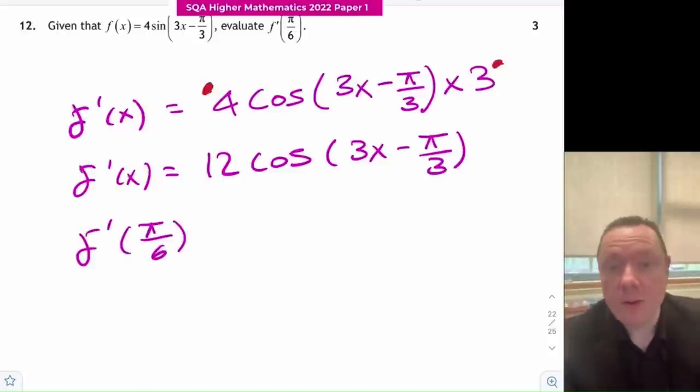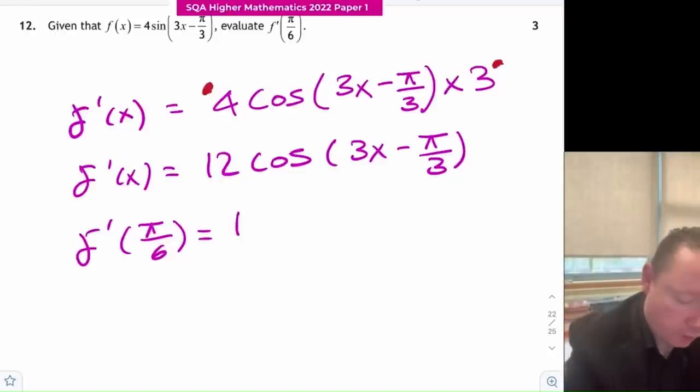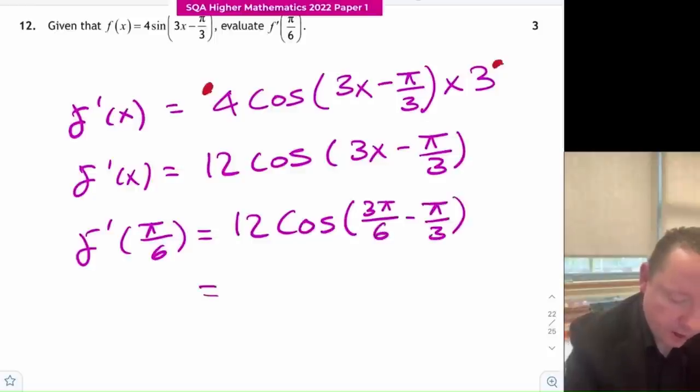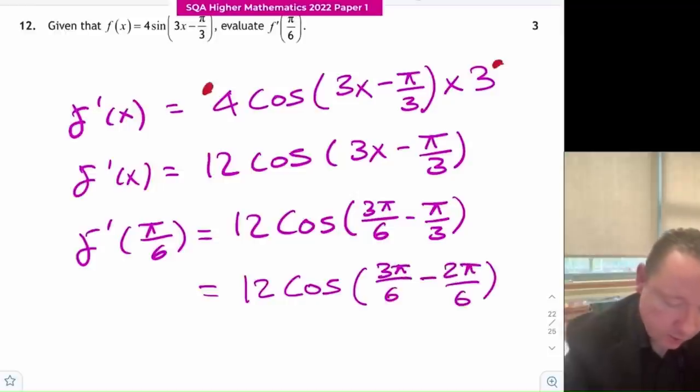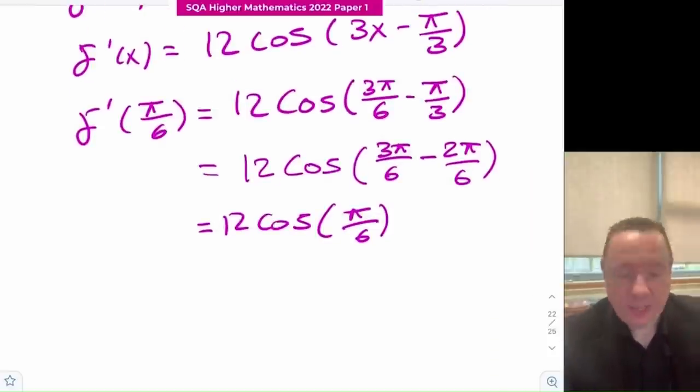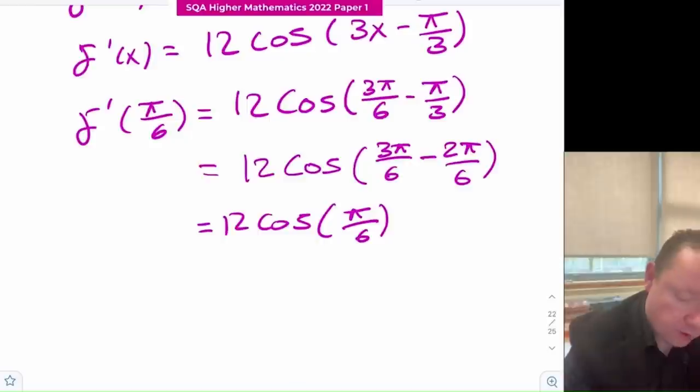And this is an exact value, remember, because we are non-calculator. But I'll substitute it in first. 12 cos 3 pi over 6 minus pi over 3. We need to tidy that up. So that's 12 cos 3 pi over 6 minus 2 pi over 6, which is 12 cos 3 minus 2 is 1, so which is pi over 6. Pi over 6, if you prefer to think in degrees, is 180 divided by 6, which is 30 degrees. So it's 12 cos of 30.